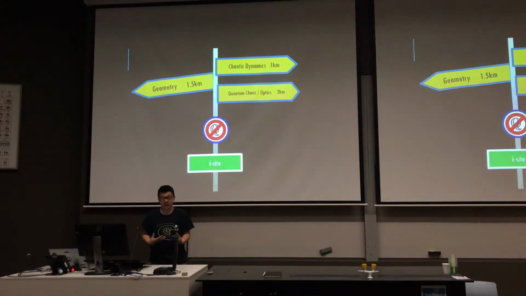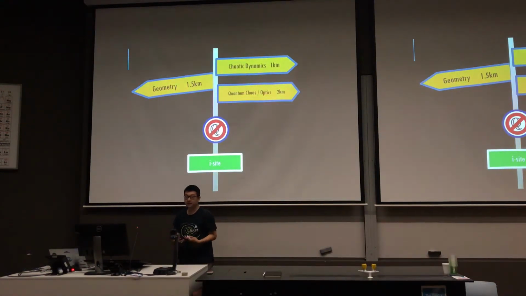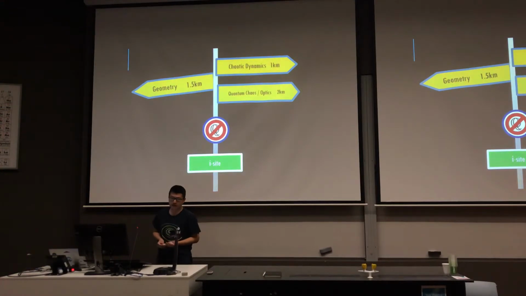So this is what I appreciate about this problem. It lives at the intersection of geometry and dynamics, and what's important to me, it leads to the applied side of mathematics, namely quantum chaos theory and quantum optics.